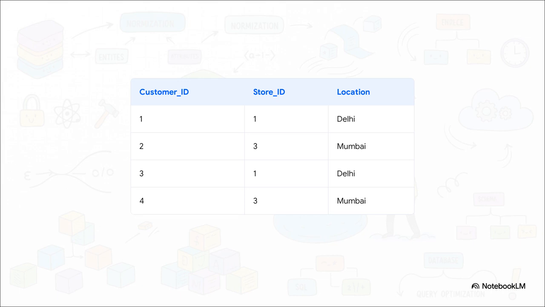Notice how Store 1 is always in Delhi and Store 3 is always in Mumbai. Now, imagine if we add 1 million customers to Store 1. We'd have to type Delhi 1 million times. That's a huge waste of space and honestly a total nightmare if the store ever moves. By applying normal form rules, we split this table up so the store-to-location relationship is stored exactly once.